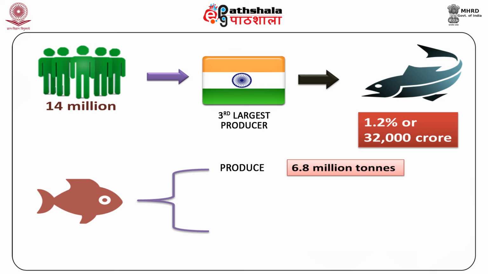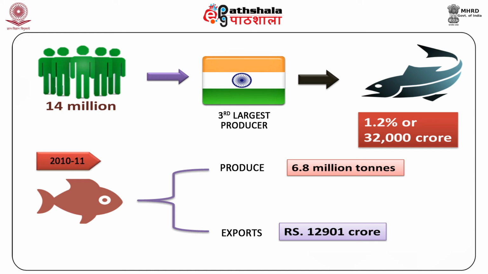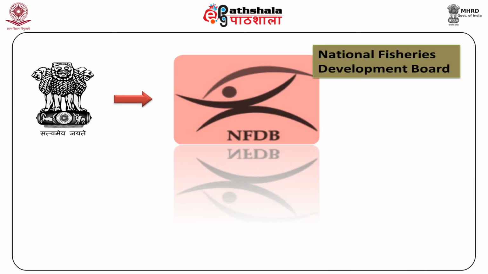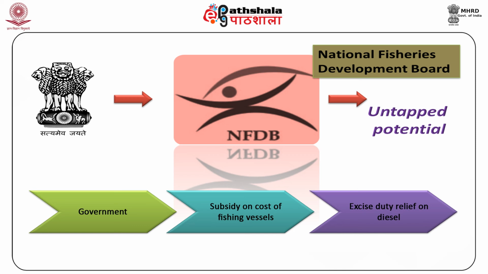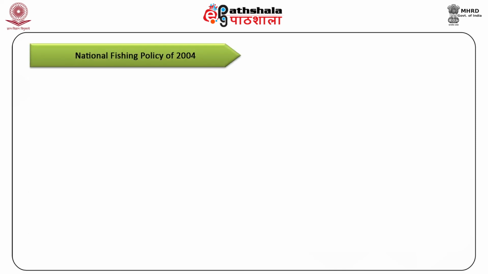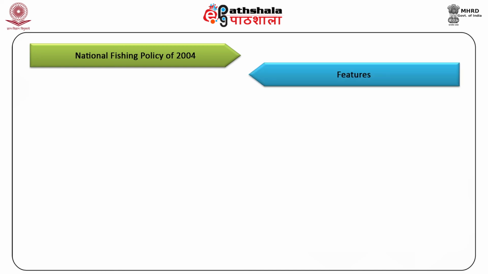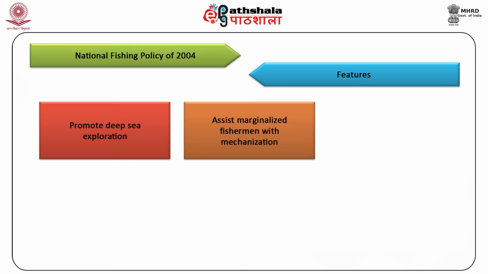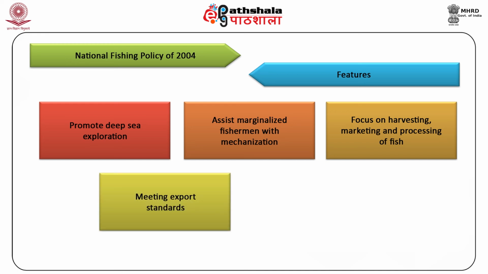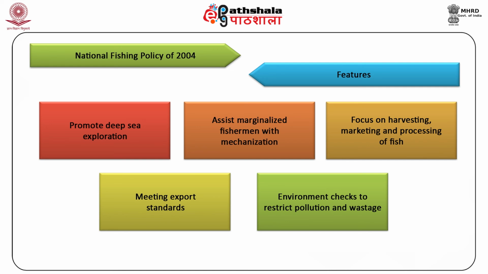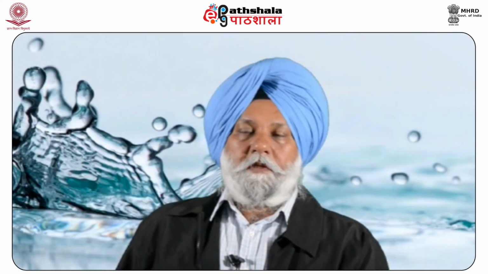India produced around 6.8 million tons of fish in 2005-6 and exports amounted to rupees 12,901 crores in 2010-11. The Government of India set up the National Fisheries Development Board (NFDB) to capture the untapped potential. The government also provides subsidy on the cost of fishing vessels and excise duty relief on diesel. The National Fishing Policy of 2004 lists some of the following features: promote deep sea exploration, assist marginalized fishermen with mechanization, focus on harvesting, marketing, and the processing of fish, meeting export standards, and environment checks to restrict pollution and wastage. Let us now summarize what we have learned in this module.